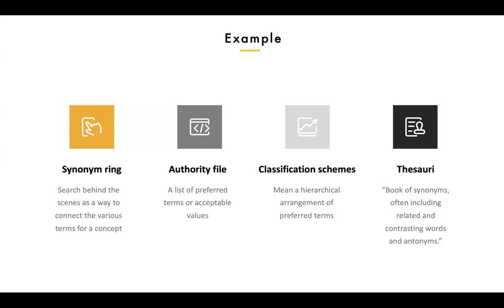There are many examples of situations that alternative terms cover. Here are a few. First one, synonym rings, which are used to search behind the scenes as a way to connect the various terms for a concept. The authority file is a list of preferred terms or acceptable values. The classification schemas are used to make a hierarchical arrangement of preferred terms, and thesauri are defined as books of synonyms, often including related and contrasting words and antonyms. I want to introduce the first two of them more.